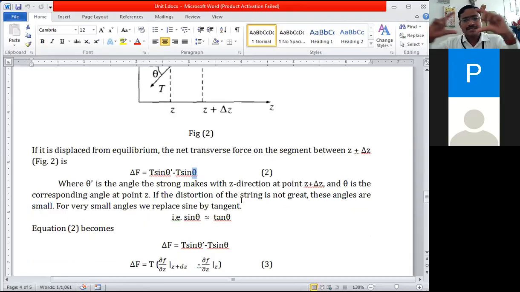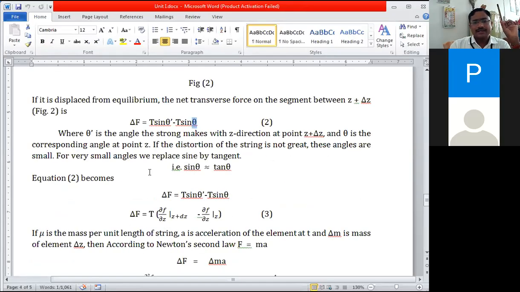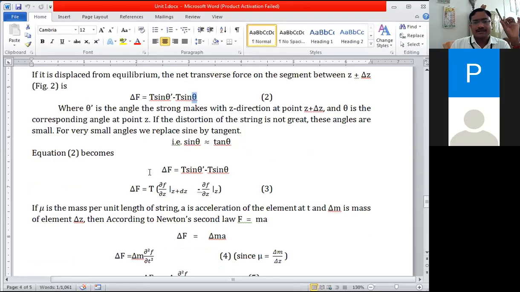So the net transverse force on the segment between Z and Z plus delta Z, suppose this pen, if I bend it, the net transverse force on this string will be delta F is equal to T sin theta dash minus T sin theta. Already I told you theta is the angle of the string.